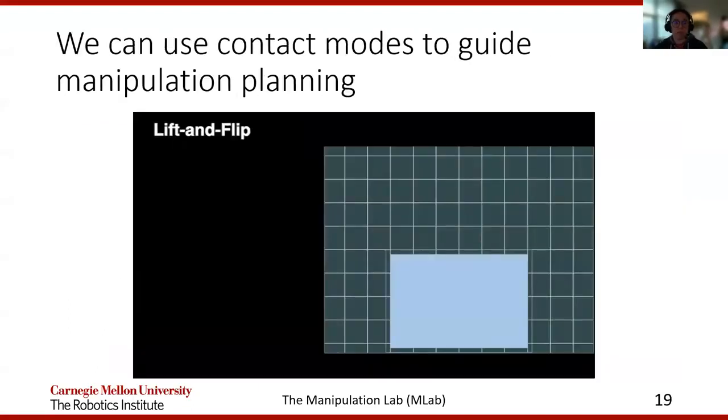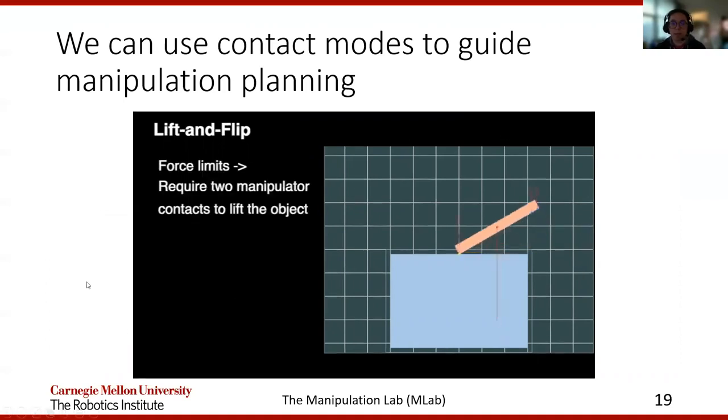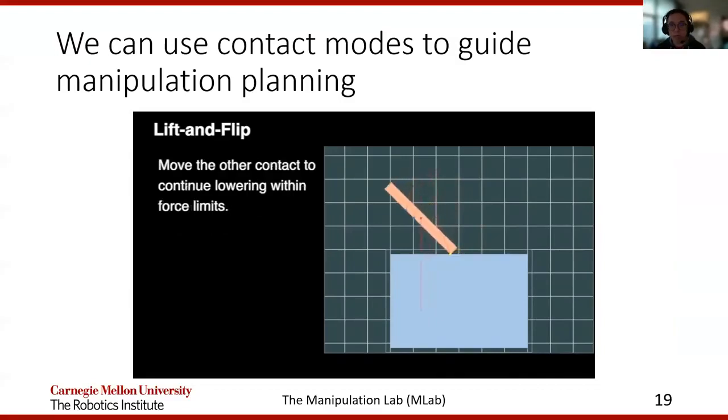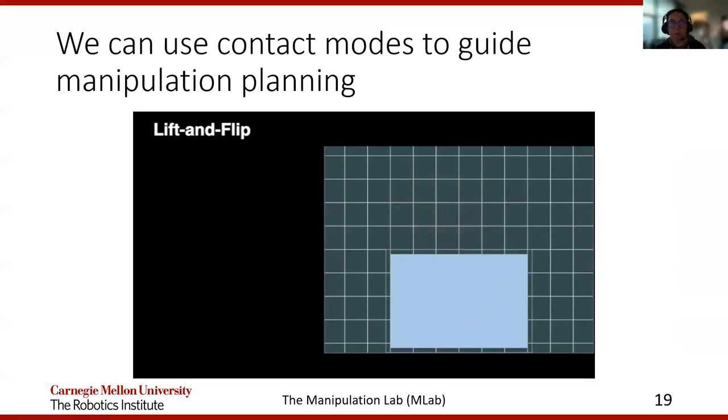This is useful because we can use contact modes to guide manipulation planning. For instance, in this work, we used the various contact modes to help us plan a sequence of different actions in order to lift and flip this heavy object. And as you can see, we're transitioning between contact modes, performing sticking contacts and sliding contact modes.